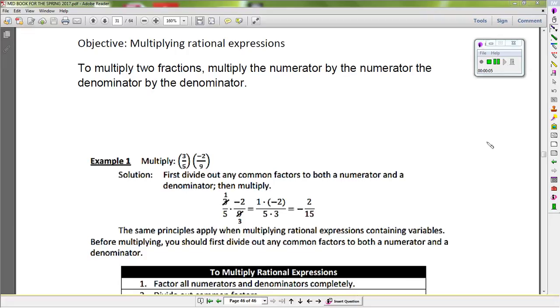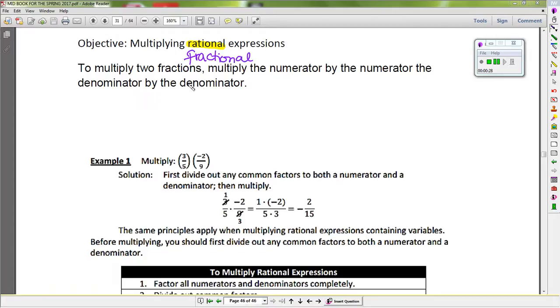The objective for this video is multiplying rational expressions. So what does this mean, rational? This means fraction, or I can say fractional.